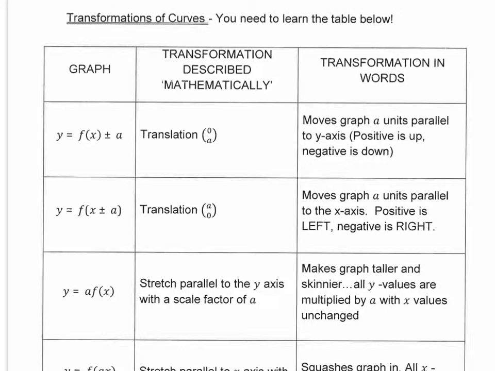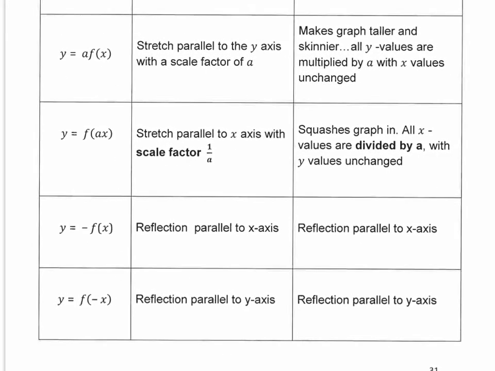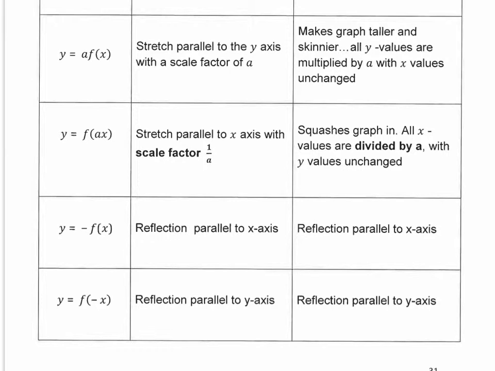Okay, as well as translations, we have to do stretches, and we know that something's a stretch when we see a function being multiplied. So if we are multiplying the whole function by a value, the stretch is parallel to the y-axis by a scale factor of whatever a is. So if it was 2 f of x, then we'd be stretching it by a scale factor of 2. Now to do this, all we have to do is multiply the y values by a and keep the x unchanged. So y-axis stretch, we change the y values.